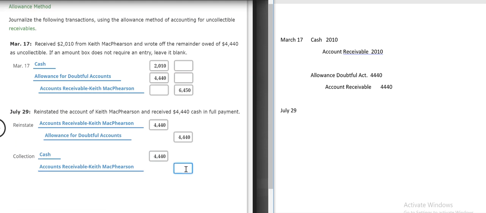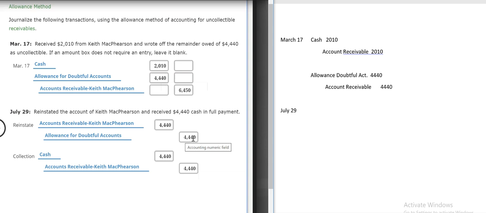Once again, just like in the previous problem that I did for you, if we look at the account receivable, you had a debit for 4,440 and a credit for 4,440, and then another debit for 4,440 and another credit for 4,440. So the account receivable is zero at the end. The same thing with the allowance account: we debited 4,440, but then we credited. So that debit and that credit, at least for this customer, is zero.